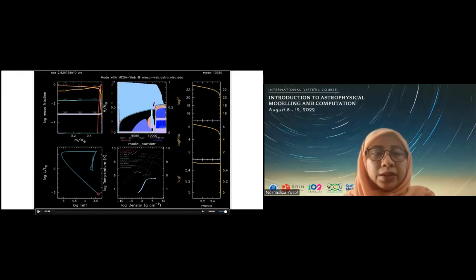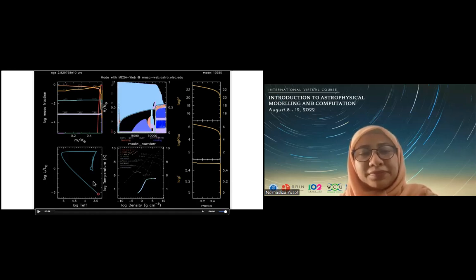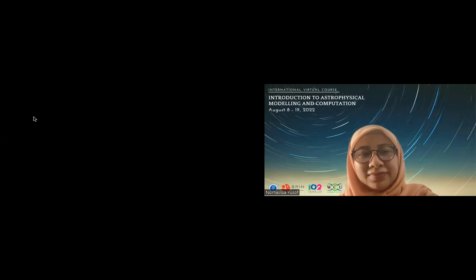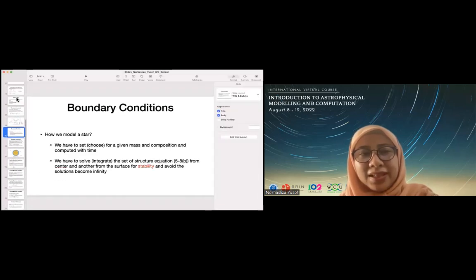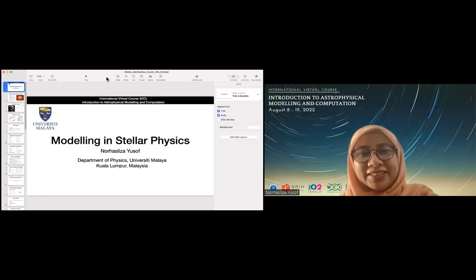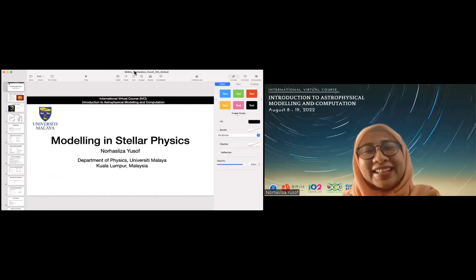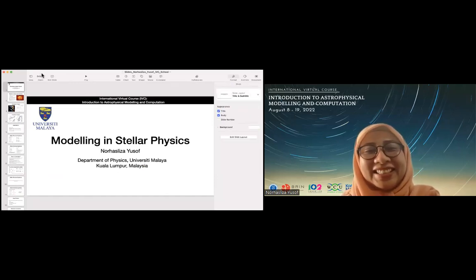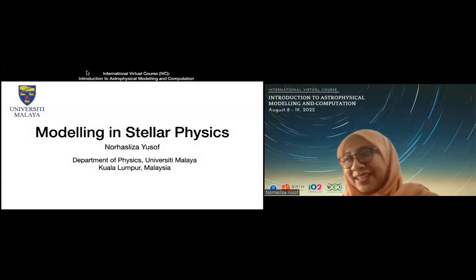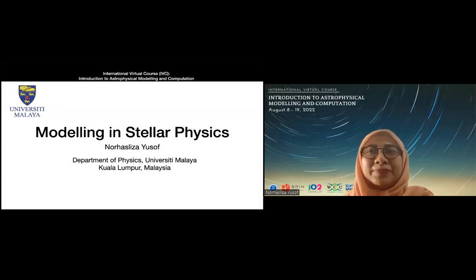Okay, so for example, if we calculate the first star, have you heard what is the first star? Anyone? First star. I don't know? First star is the first generation of stars. Yes, the first generation of stars. Okay, so the first star is the first generation of stars, the star that evolved just after the Big Bang. Okay, it formed after the Big Bang.